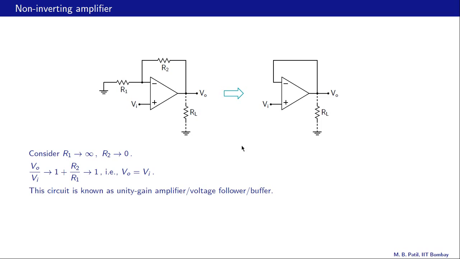And this circuit, the one on the right, is known as a unity gain amplifier because the gain is 1, or voltage follower because the output voltage simply follows the input voltage, or buffer. And why it is known as buffer, we should see very soon.